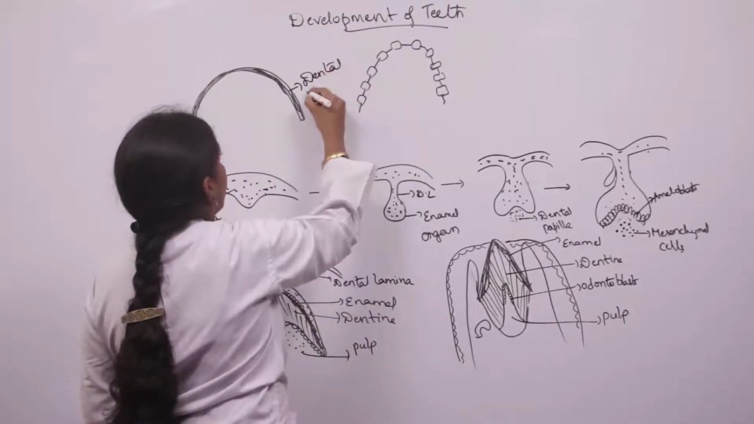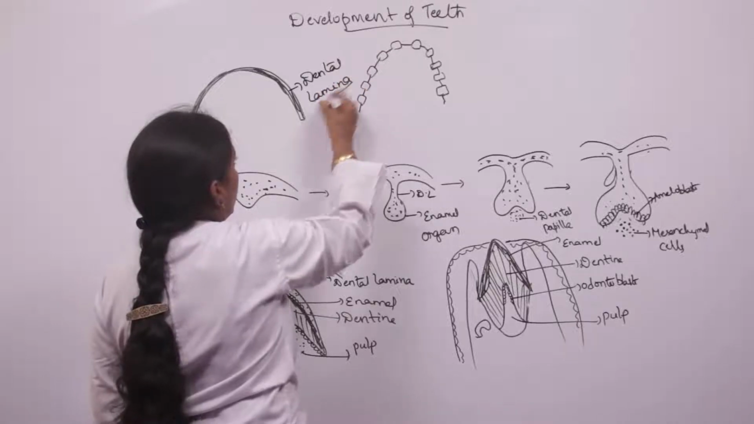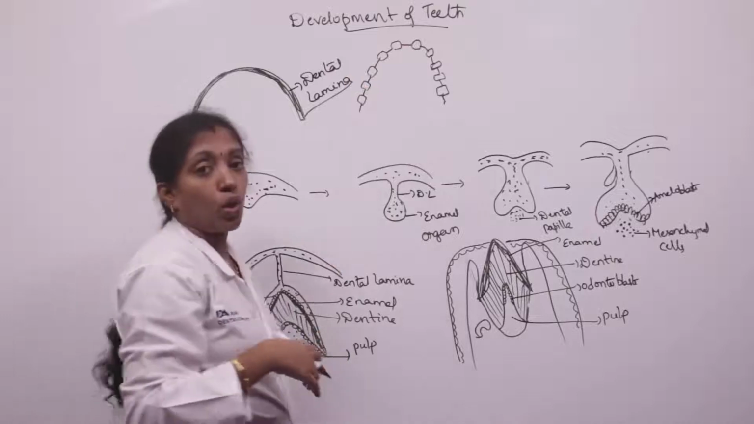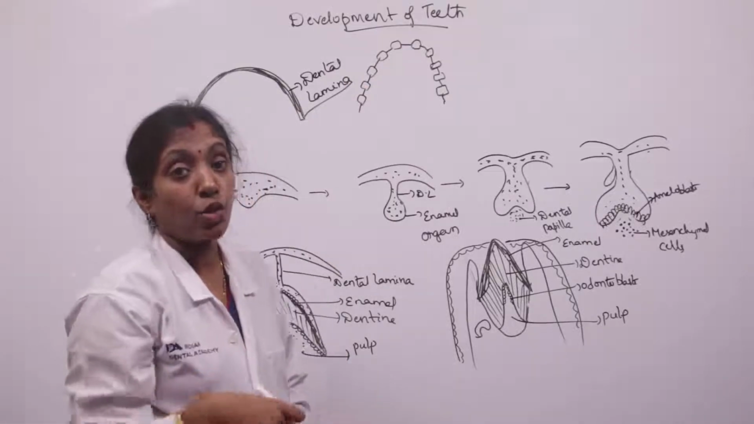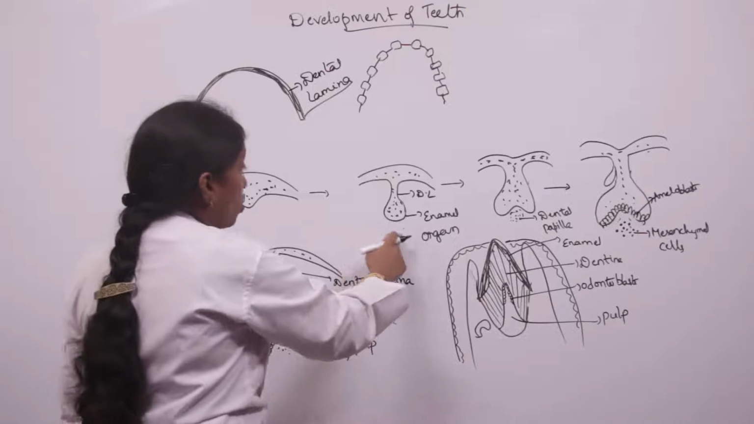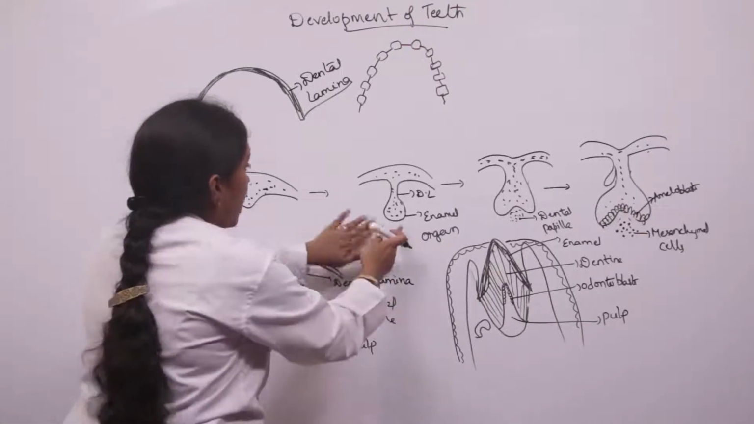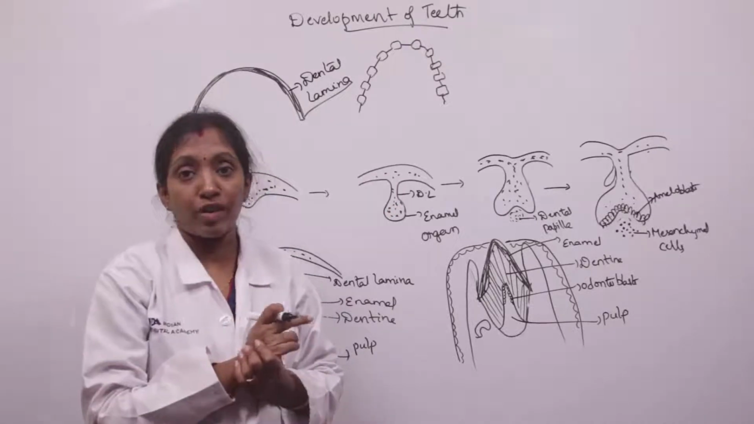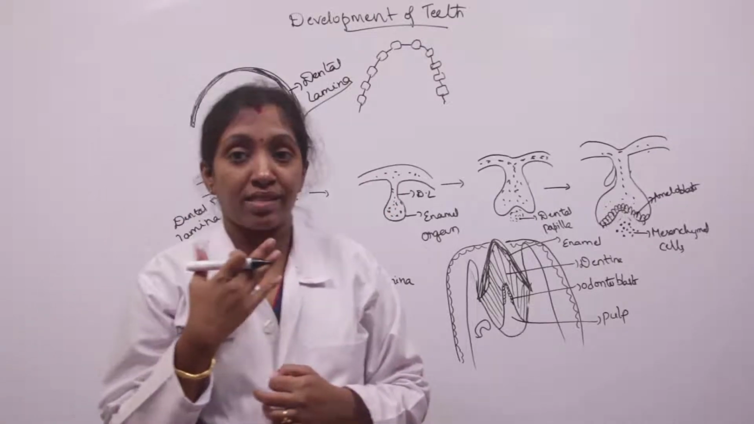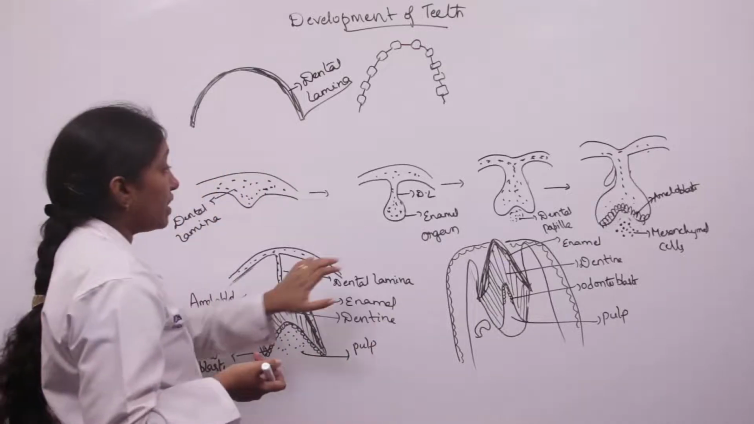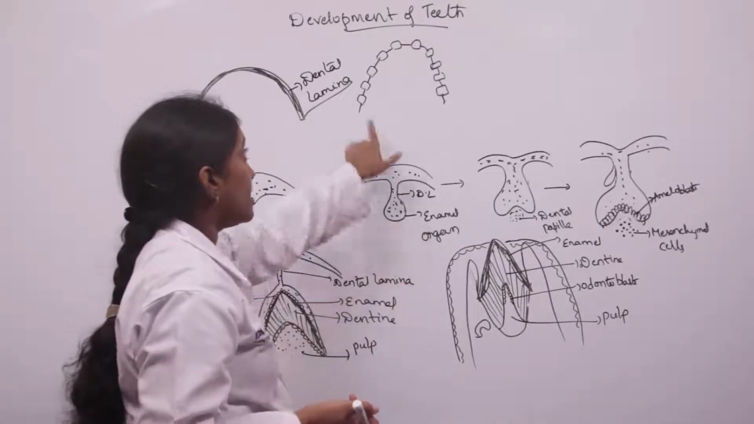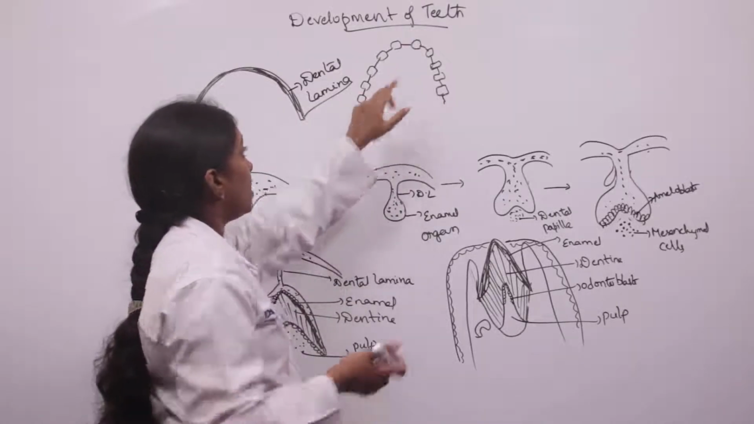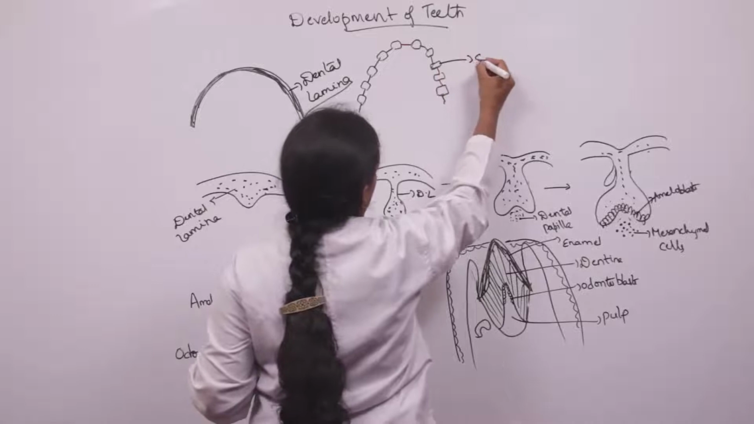This thickening of the epithelium, we call it dental lamina. This dental lamina shows localized thickenings which grow into the underlying mesoderm. Here we have the mesoderm and the epithelium covering the alveolar process of the bones, nothing but the mandible and maxilla. It forms a localized thickening. We call it enamel organs. These enamel organs are 10 in number, 5 on each side.